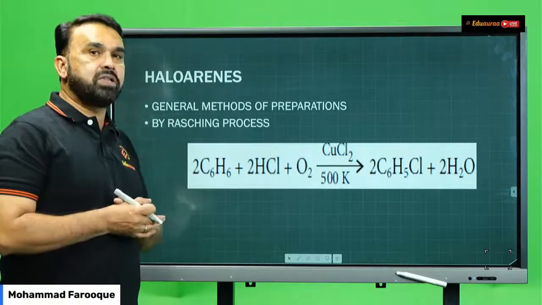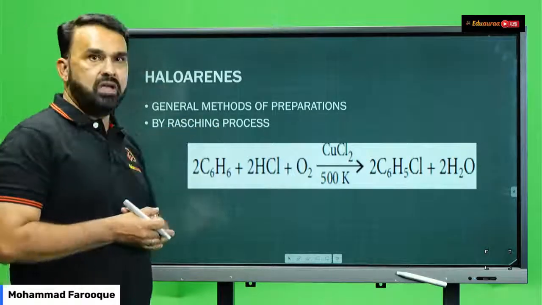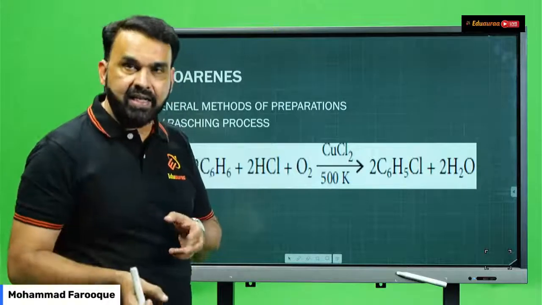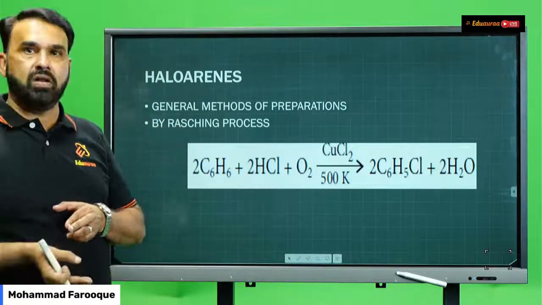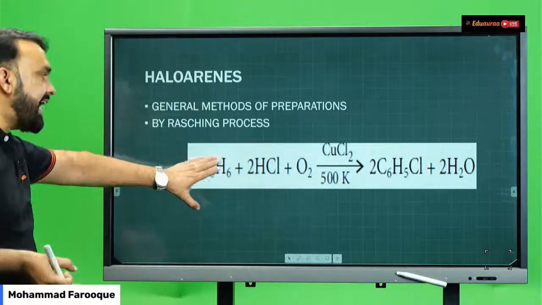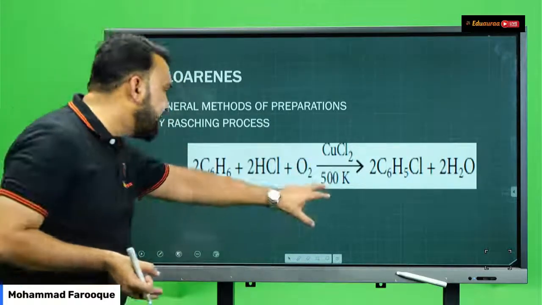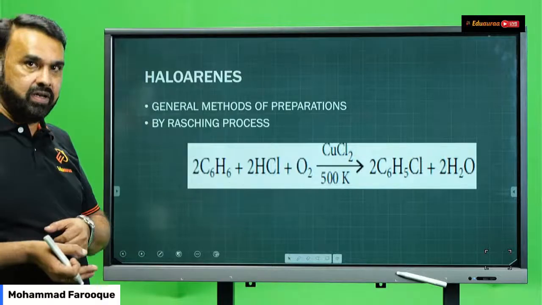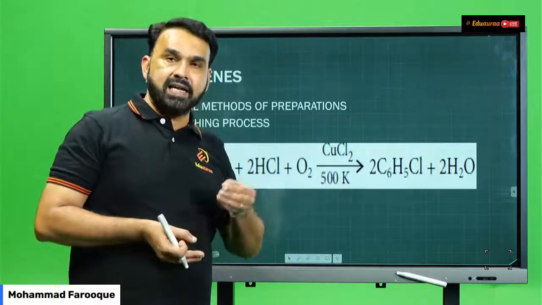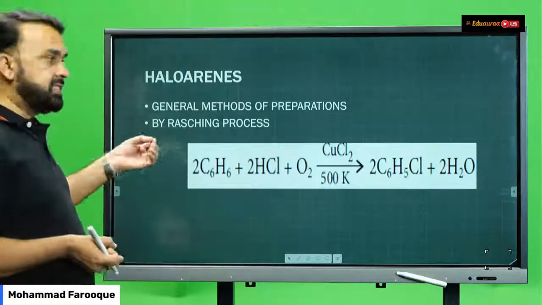Moving quickly to the general methods of preparation, right, students? So here we see the Raschig process. Raschig process you have studied in alcohols and phenols, right? Where we see that chlorobenzene gets converted to phenol. But how is chlorobenzene first of all formed? Whenever benzene is reacted with HCl in the presence of oxygen and the catalyst CuCl2 at a temperature of 500 Kelvin, you get the formation of chlorobenzene and water. So we say that it's the first step in the preparation of phenol, where chlorobenzene is obtained from benzene.